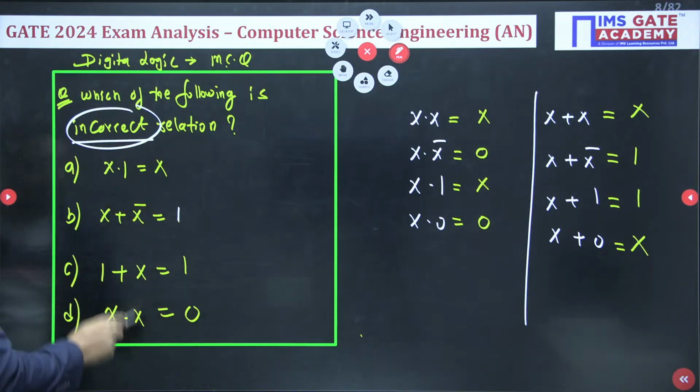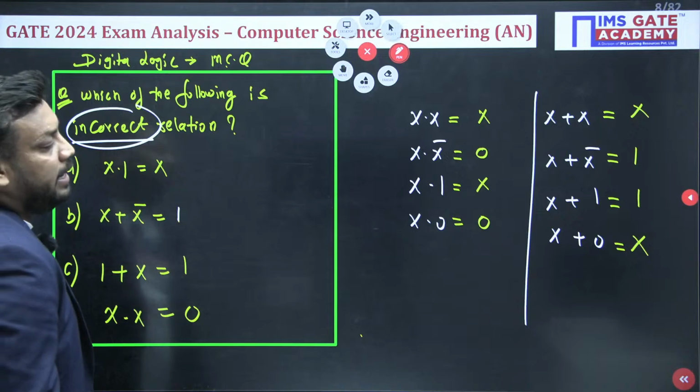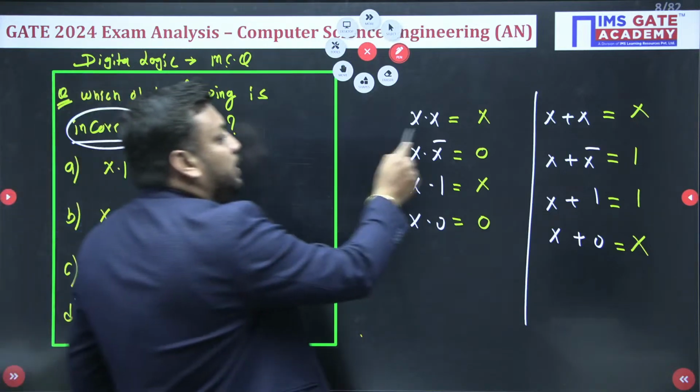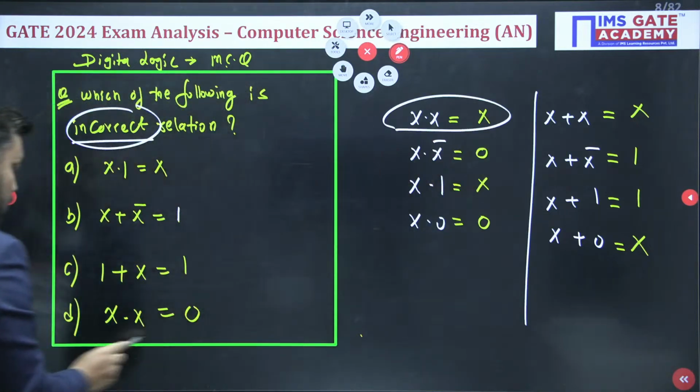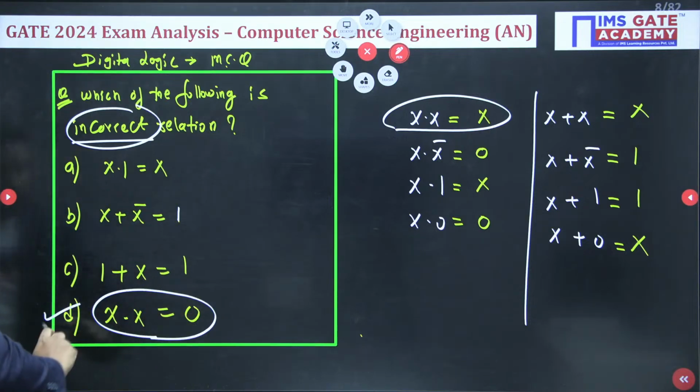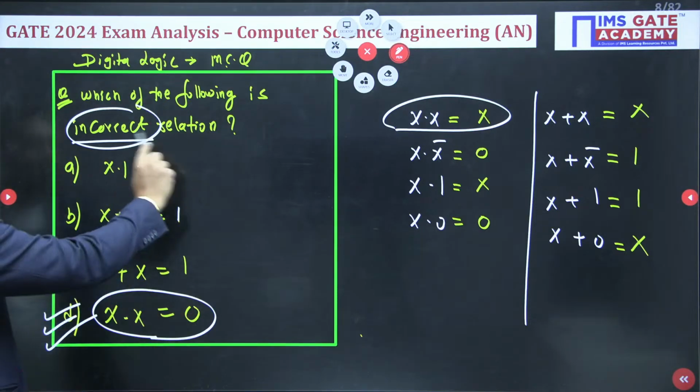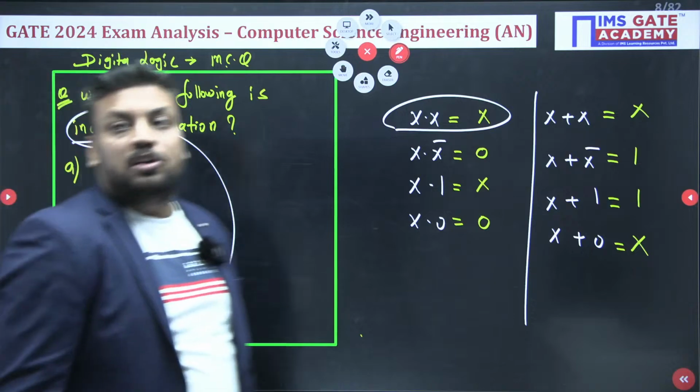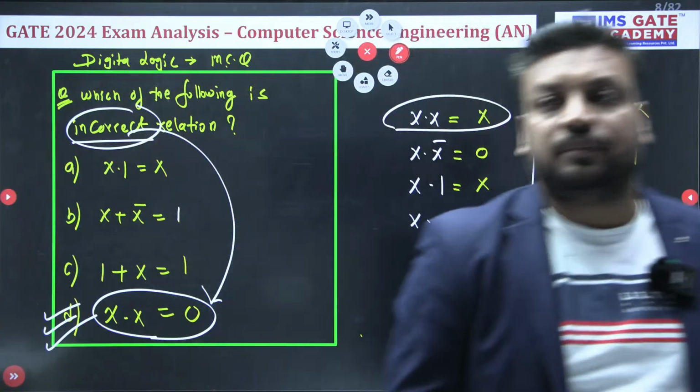So x dot x should be x. X dot x, a dot a. So x dot x should be x, but here it is given 0. So that is why this is the only incorrect one. The correct answer is option D, because we are looking for the incorrect.